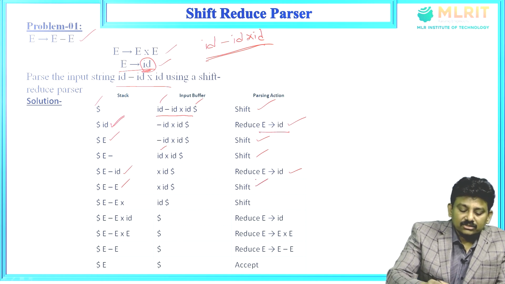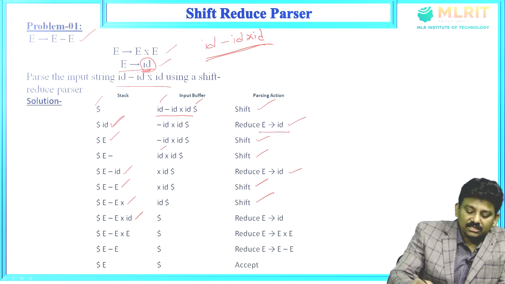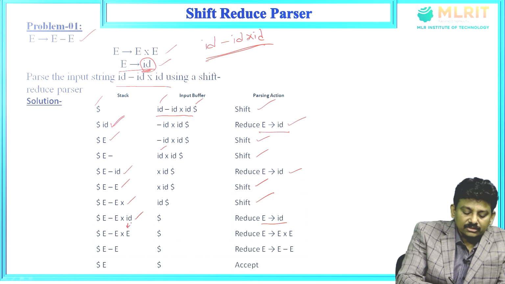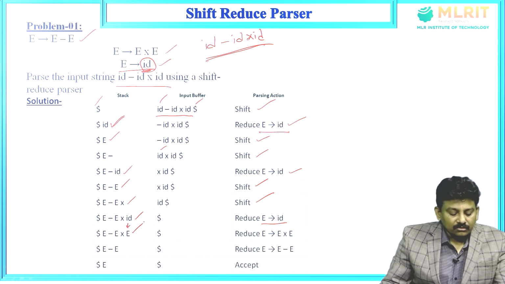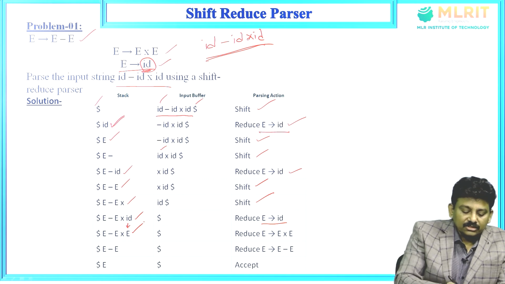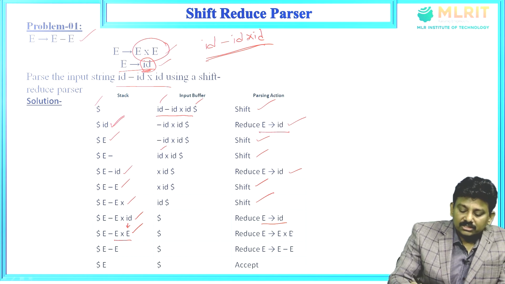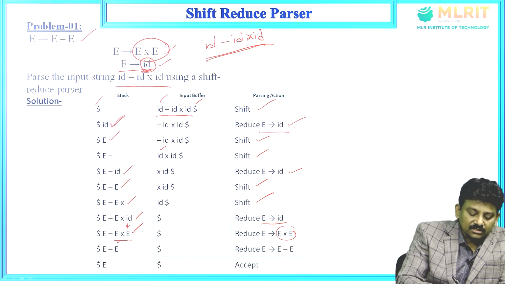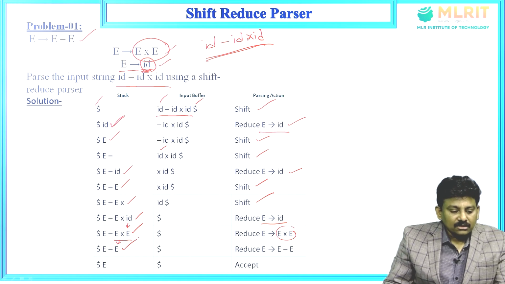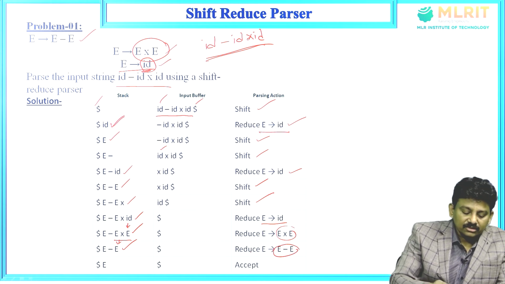Next, shift star onto the stack. Now the top of the stack is star. Next, shift ID onto the stack. Now the top of the stack is ID. So ID is a handle, so that I can reduce ID to E. Now the symbols on the stack are E minus E star E. So E star E is a handle, because E star E is the body of the production matching that rule, so we reduce E star E to E. This E star E is replaced by E. Now on the top we have the symbols E minus E. E minus E is a handle, we can reduce this E minus E to E.